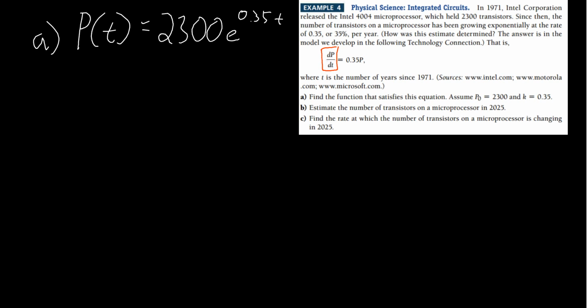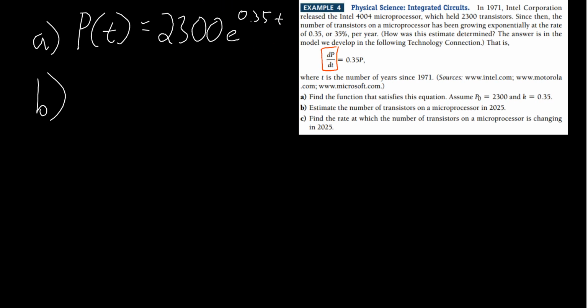B, estimate the number of transistors on a microprocessor in 2025. And again, this is just going back to college algebra. This has nothing to do with calculus, but there's nothing wrong with being able to remember to do this. If we're starting in 1971, then looking at just this side of the equation, there's only one variable, and that's just t. So all we have to do is plug some number in for t. Well, 2025 is how many years after 1971? It's 54. So we're just going to plug in 54 for t.